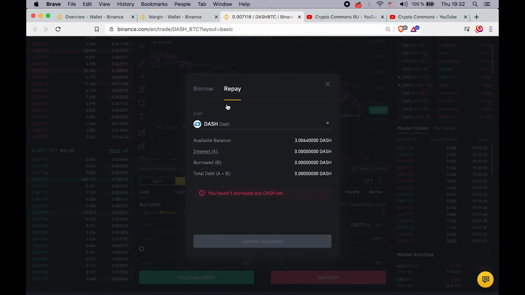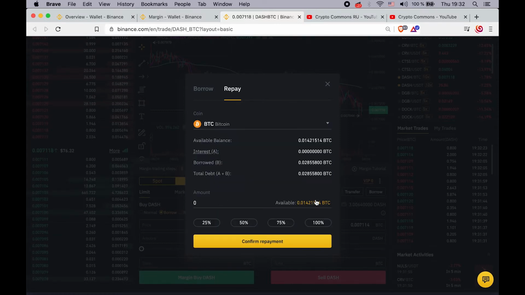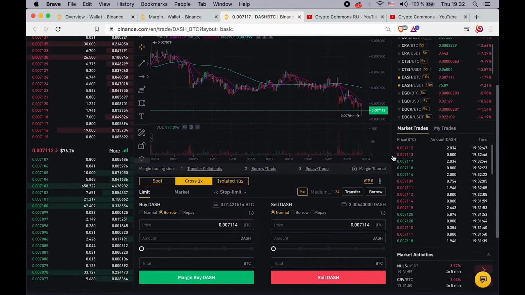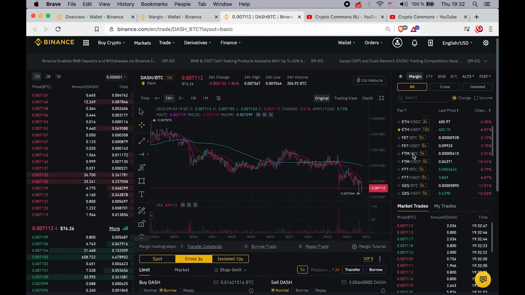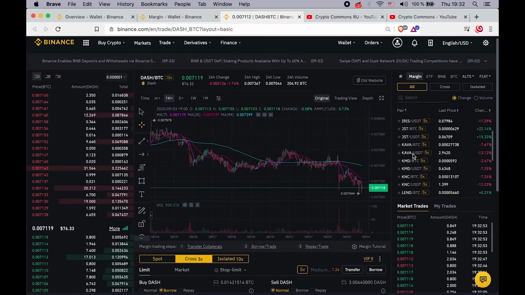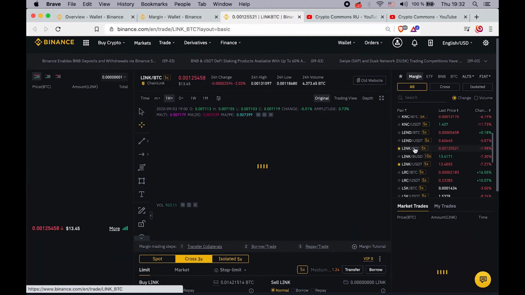We click borrow, repay, choose BTC, and click on available balance, confirm repayment. That's because we sold in normal mode, so the exchange didn't automatically repay our debt. If you sell in repay mode, the exchange will automatically repay your debt first.